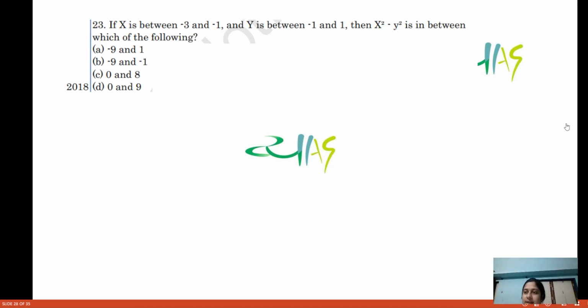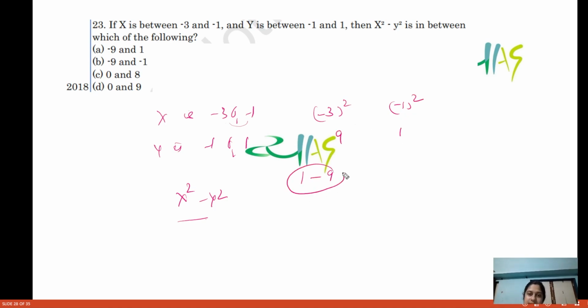The question is given: if x is between -3 and -1 and y is between -1 and 1, x square minus y square is in between which of the following? So your x is between -3 and -1. If x is between -3 and -1, then x square is basically between 1 and 9.